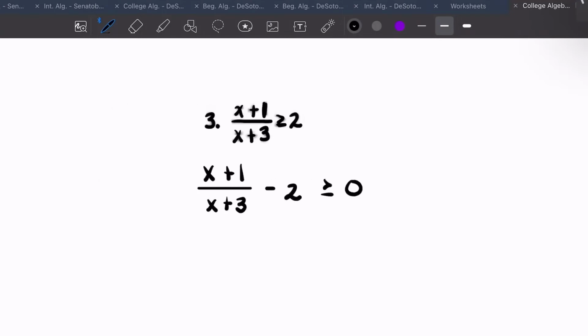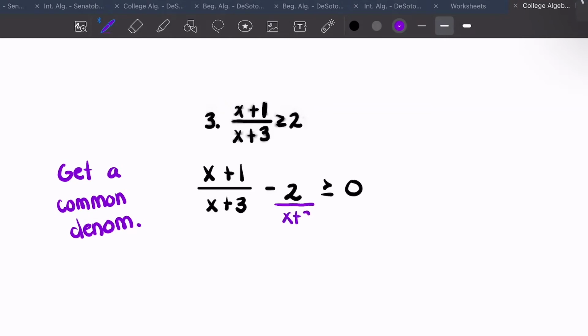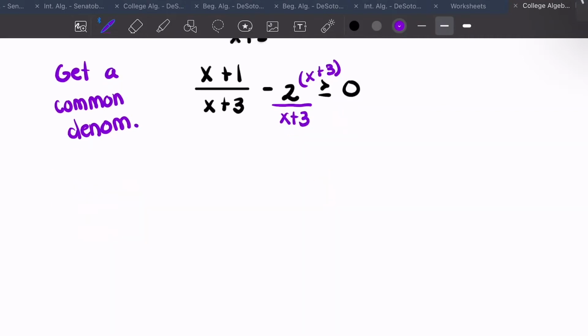All right, so we need this to be factored. Well, we need to get a common denominator. Okay, so our common denominator would be x plus 3, right? So we're going to multiply, right? We would want x plus 3 over here. So we're going to multiply by x plus 3. Let's write this over one term of x plus 3. Here we go. X plus 3.